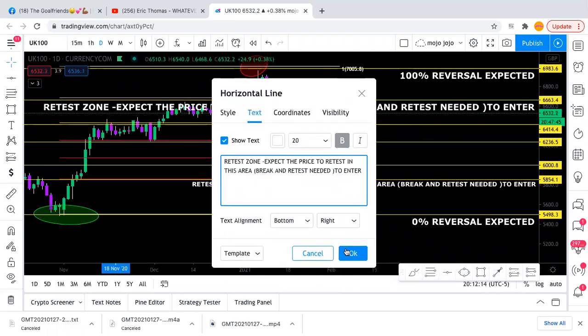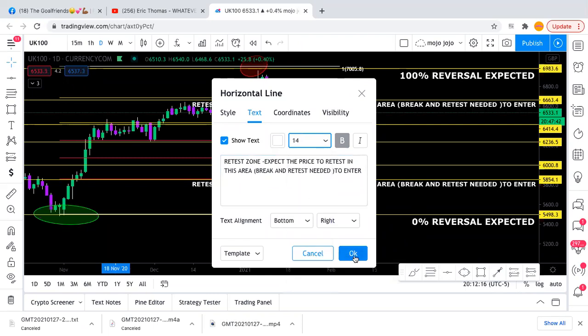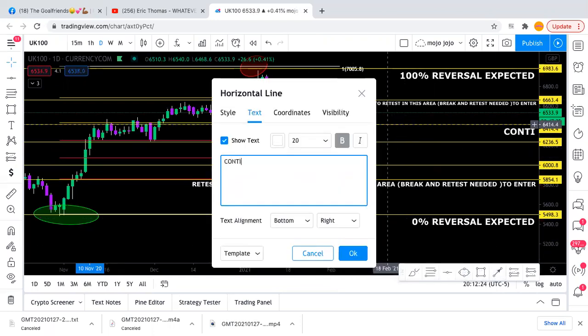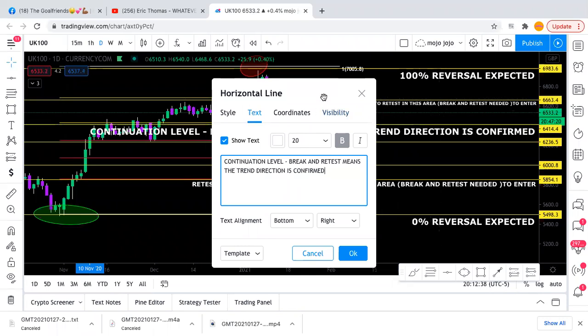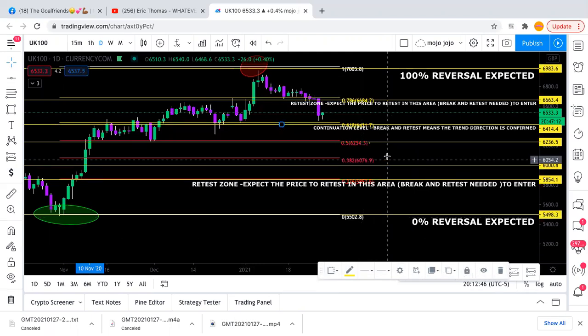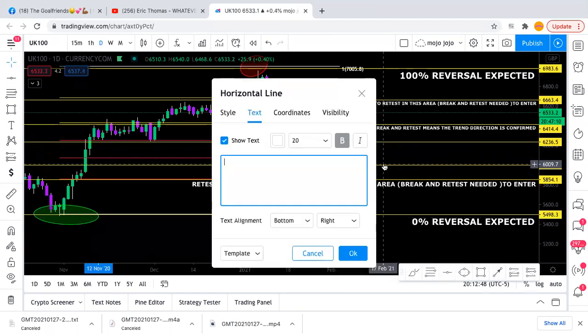Same thing with the 786%. It's a retest zone. You need a break and retest to enter. Okay. At the 618%, this is a continuation level. The 382 and the 618% on your fib are continuation levels. If you get a break and retest at this level, it means that the trend is going to continue.